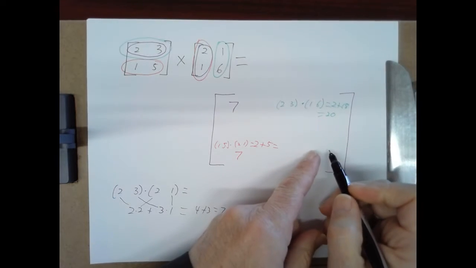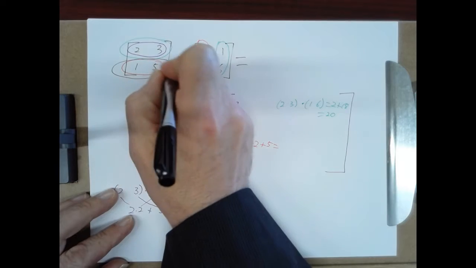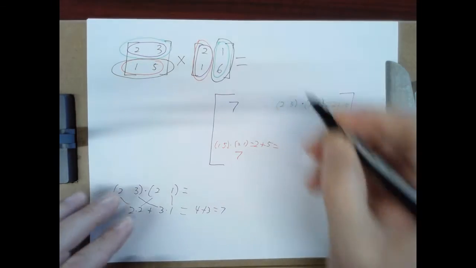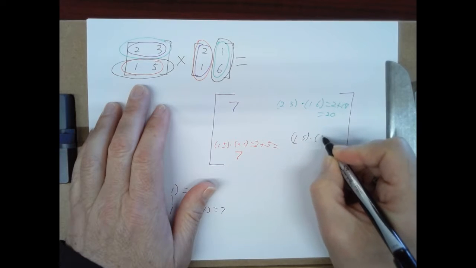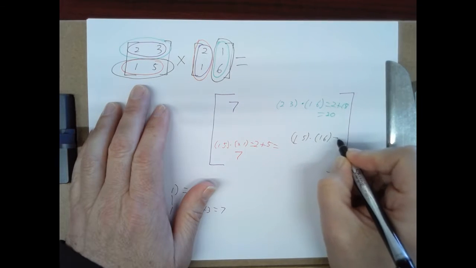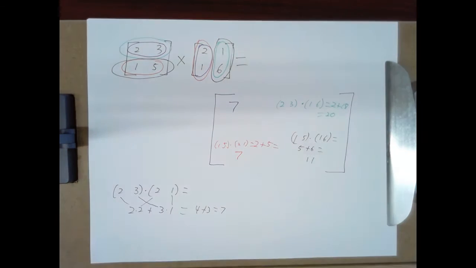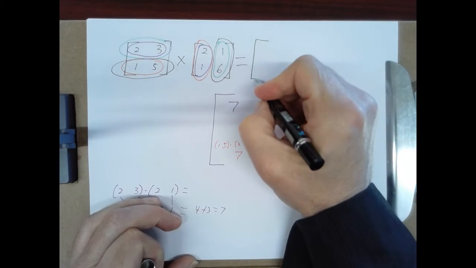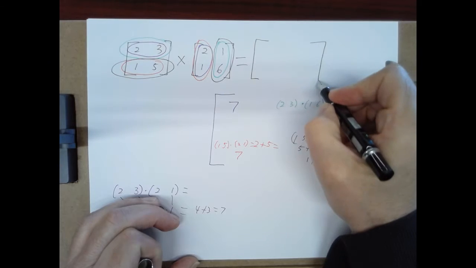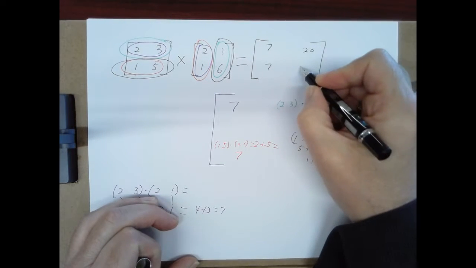And lower right element here, second row, second column. Take the second row here and the second column here and dot those together. So 1, 5 dotted with 1, 6 equals 5 plus 6 equals 11. So this multiplication of matrices gives you the matrix 7, 20, 7, 11.